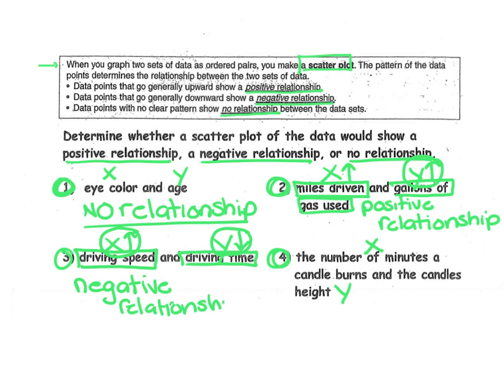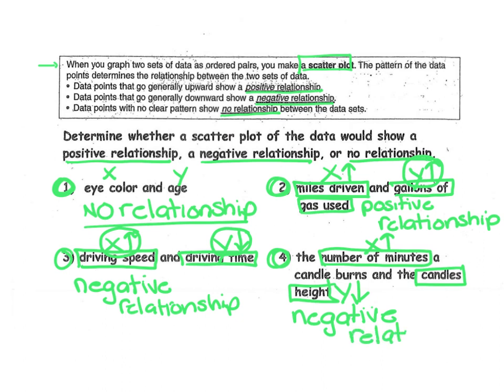And lastly, the number of minutes a candle burns and the height of the candle, which obviously will get smaller the more you burn the candle. So as X increases, the time it's burning, the Y would decrease, the height would decrease. This is also a negative relationship. There's a connection, but as X increases, Y decreases.